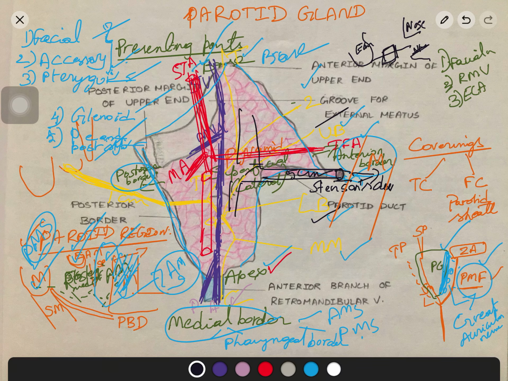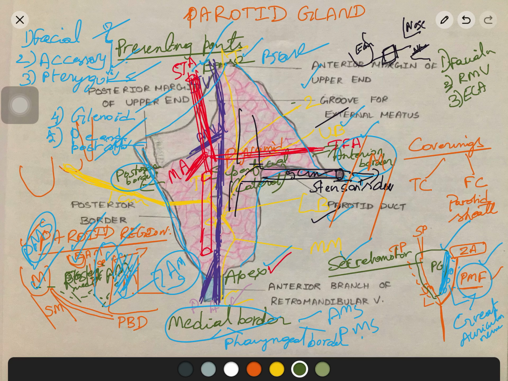So now, what is the secretomotor pathway of the parotid gland? We will see the secretomotor pathway. What are the two nerves which carry the secretomotor fibers in the head and neck region? They are the facial nerve and the glossopharyngeal nerve.